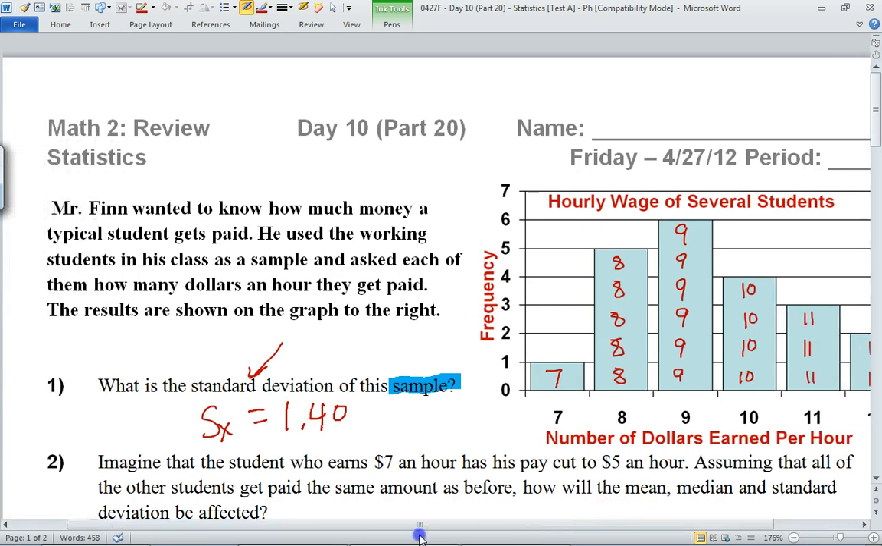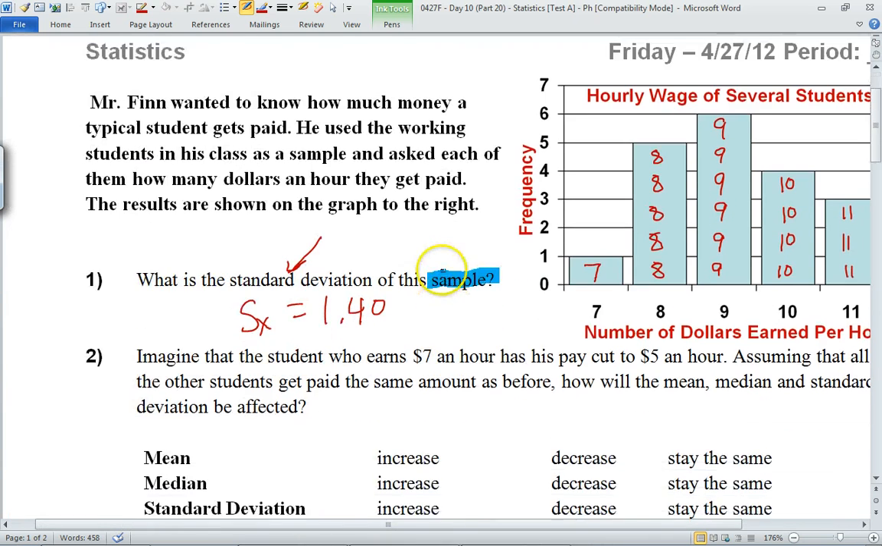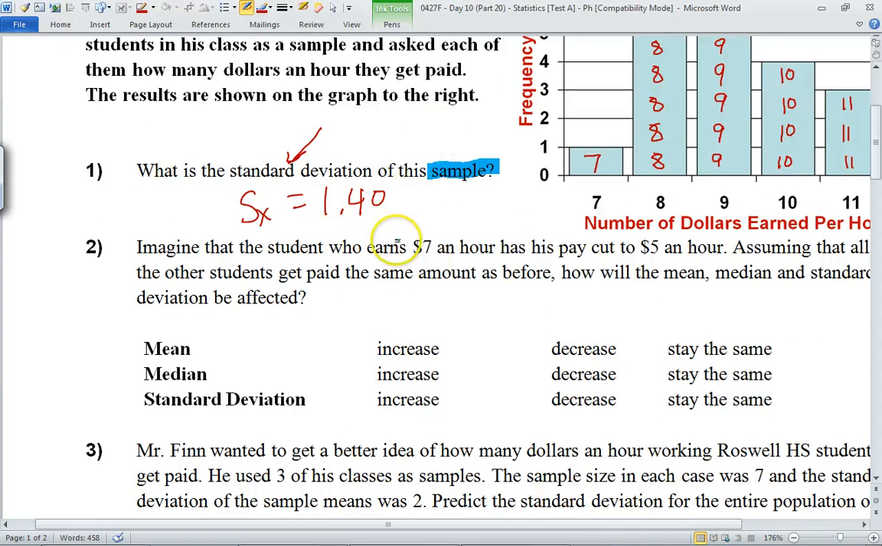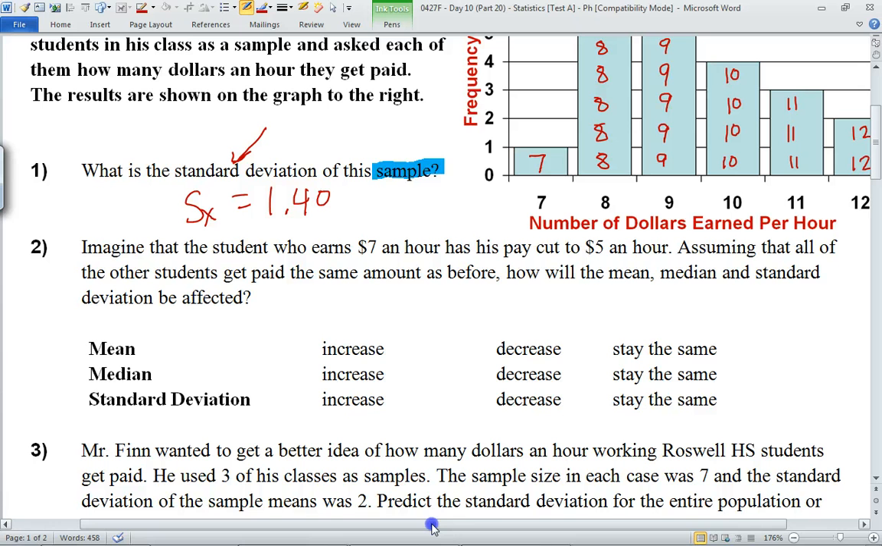Okay, let's see what the next question is. So number 2. Imagine that the student who earns $7 an hour has his pay cut to $5 an hour. Assuming that all of the other students get paid the same amount as before, how will the mean, median, and standard deviation be affected?